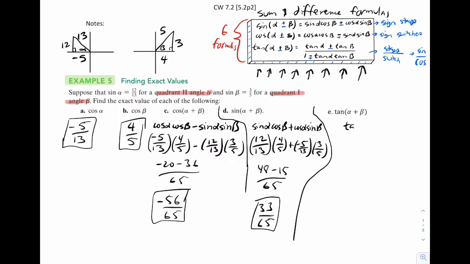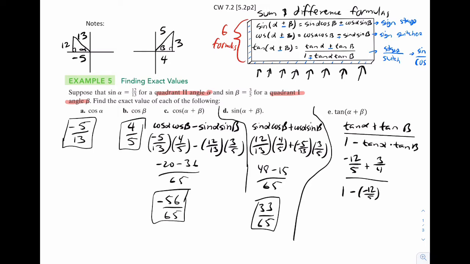Okay, E, tangent of A plus B. So again, use your formula. Tan A plus tan B, all divided by 1 minus tan A times tan B. Plug it all in, so tan A, that's negative 12 over 5, plus tan B, that's just 3 over 4, all over 1 minus negative 12 over 5 times 3 over 4.